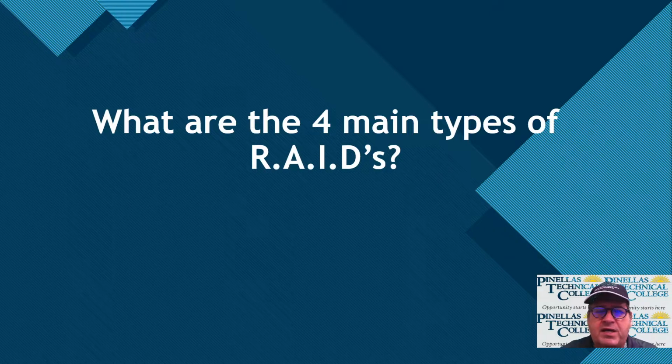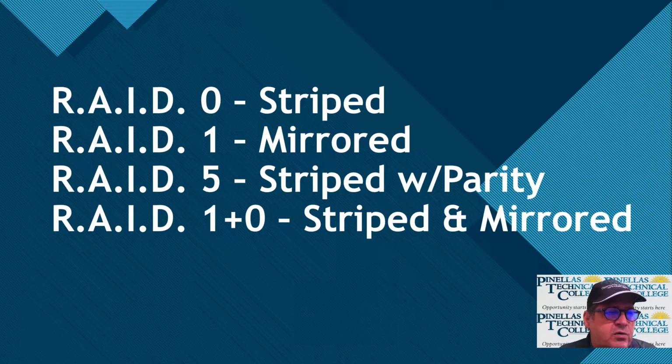So the four main types of RAIDs. You have 0. Well, let's just go to the next slide. This is what I asked the class today. You've got RAID 0, which is striped, RAID 1, which is mirrored, RAID 5, striped with parity, and RAID 1 plus 0, striped and mirrored. That actually is the name for it, 1 plus 0 or 1,0. A lot of people will say it's RAID 10, which is not the correct name. The reason it's called 1,0 or 1 plus 0 is because it is a RAID 1 and a RAID 0 together.